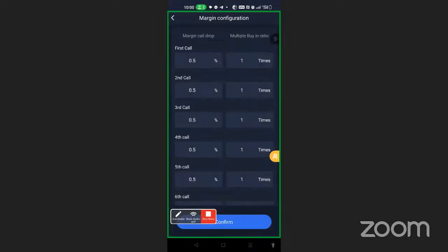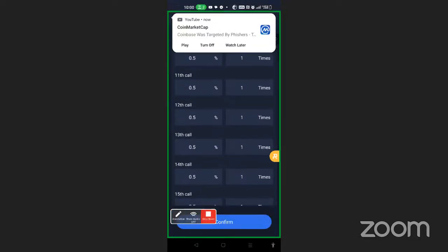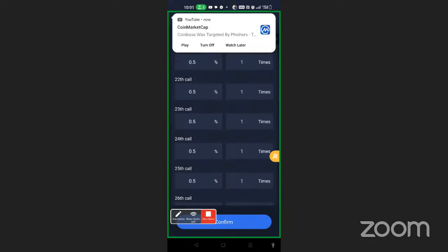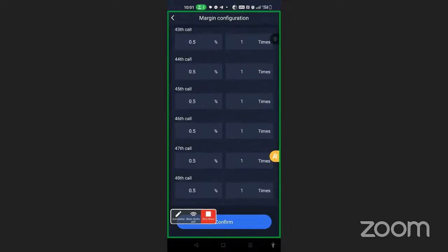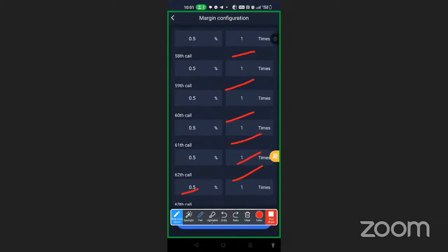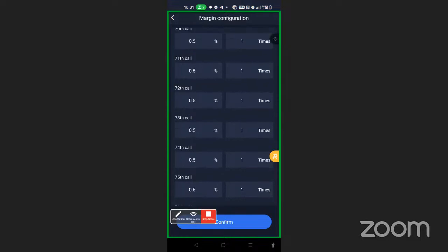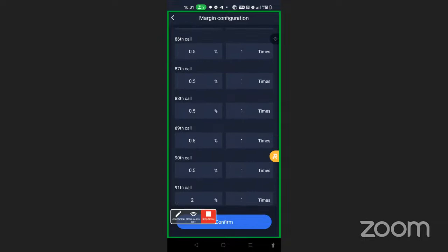If I go through, you see, I have money. This is $15, $15, $15. So my robot is buying at 0.5 each time. My robot is buying. Whenever the market falls 0.5, it buys one time. 0.5, 0.5, 0.5, up to call 90.